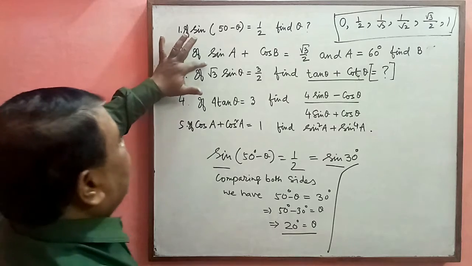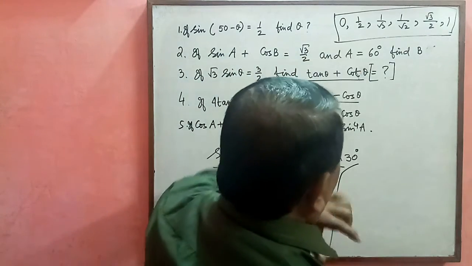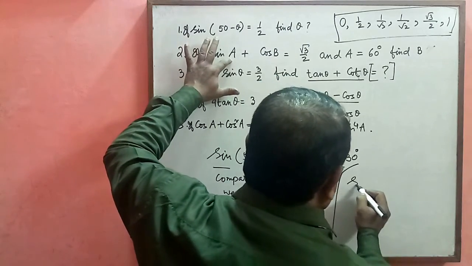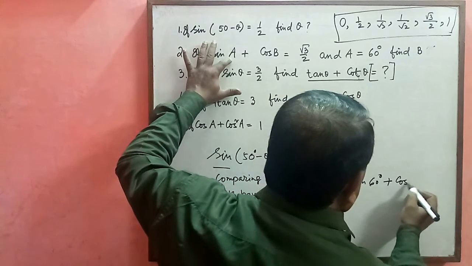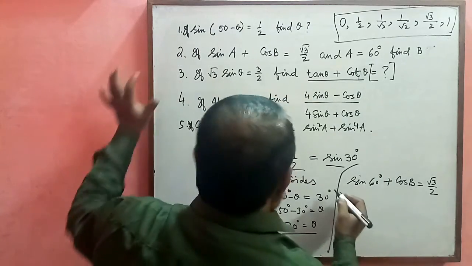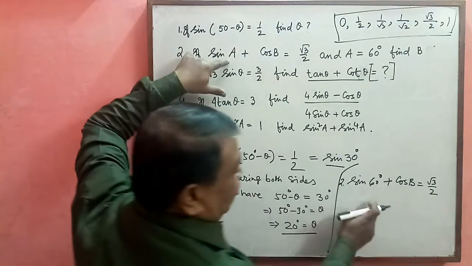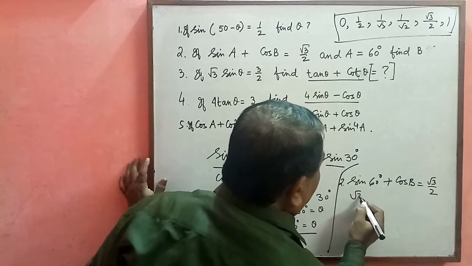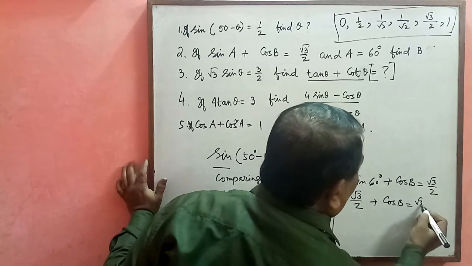Here we have sin A plus cos B is equal to root 3 upon 2 and A is equal to 60 degree. Find B. Here we write, instead of A, sin 60 degree plus cos B is equal to root 3 upon 2. Second question. A is 60 degree, so I put 60 degree. Now, sin 60 is root 3 upon 2, plus cos B, equal to root 3 upon 2.